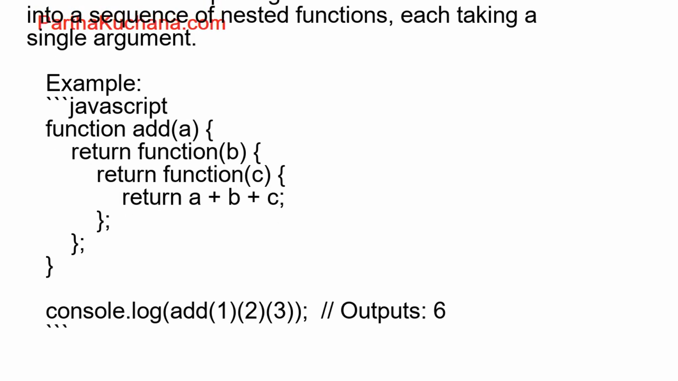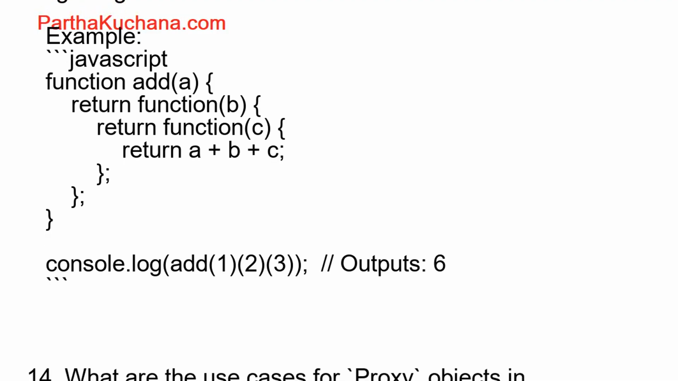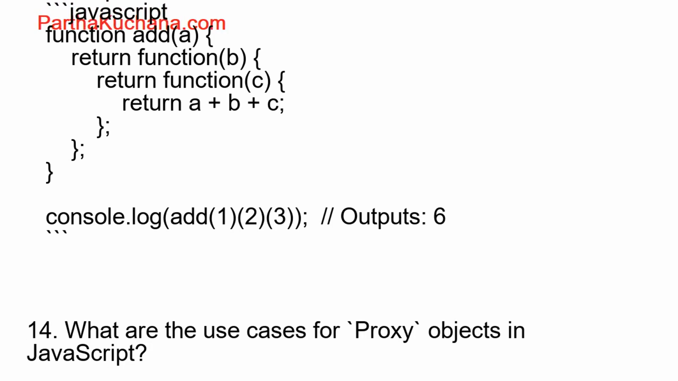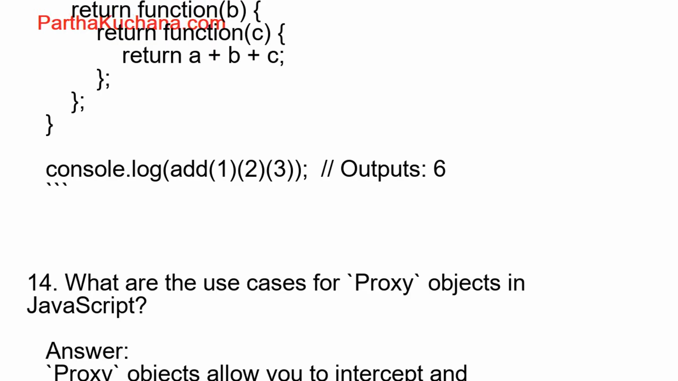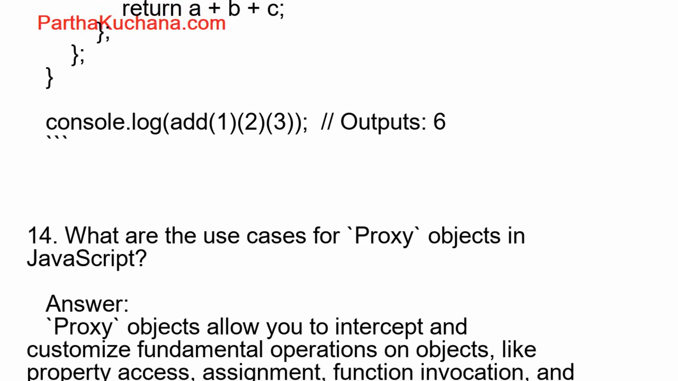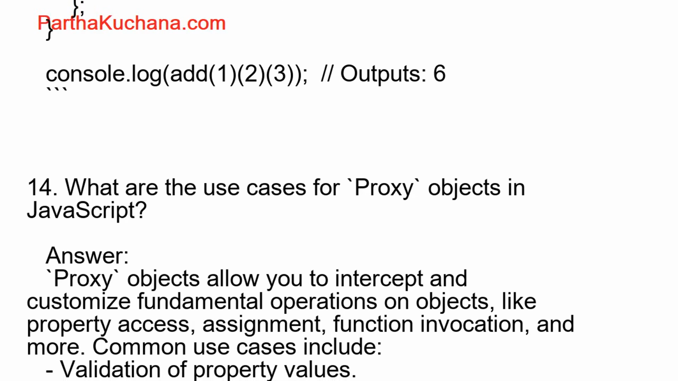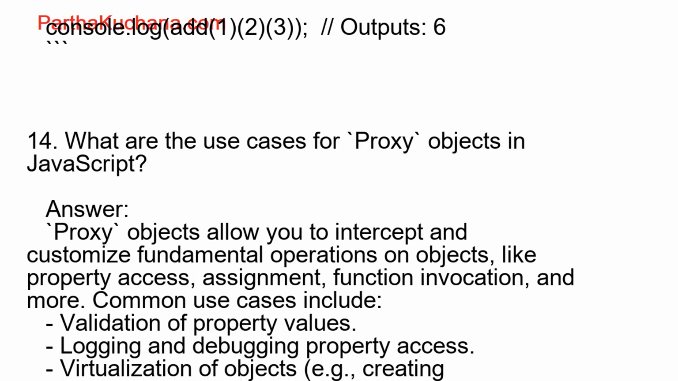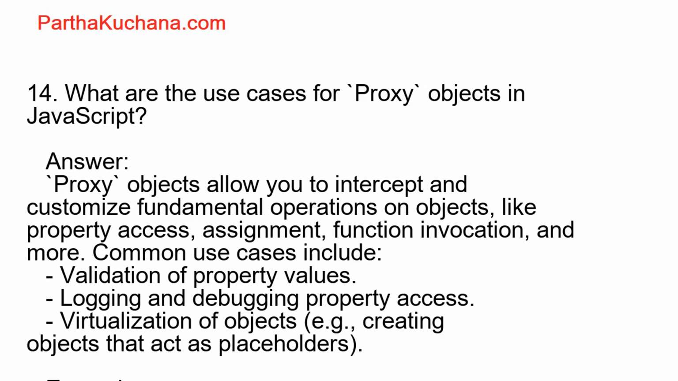15. How does the new keyword work in JavaScript under the hood? Answer. When the new keyword is used with a constructor function, the following steps occur. 1. A new object is created. 2. The new object's __proto__ is set to the constructor's prototype. 3. The constructor function is called with this bound to the new object. 4. If the constructor function doesn't return an object, the new object is returned.